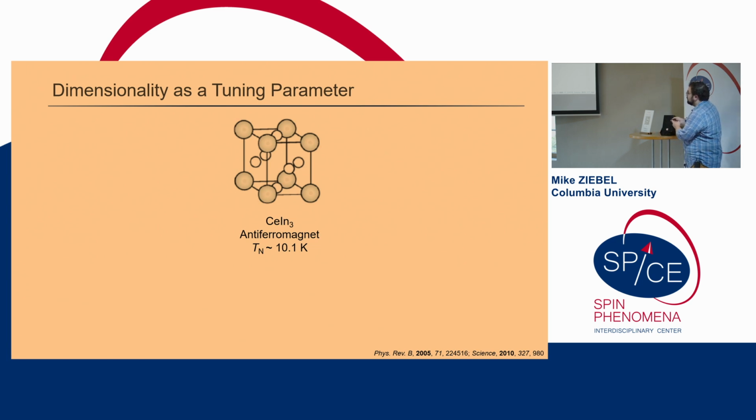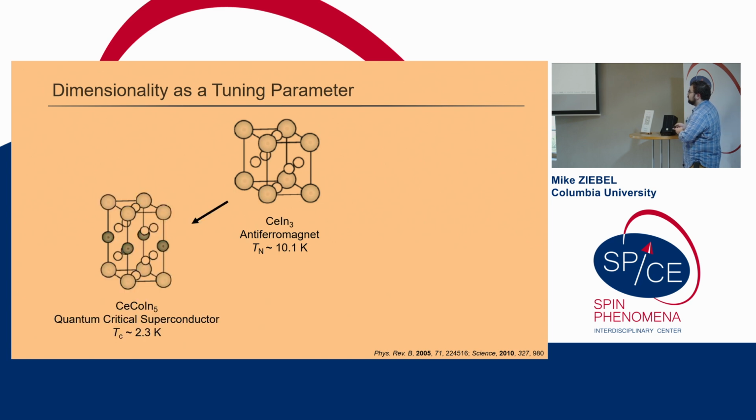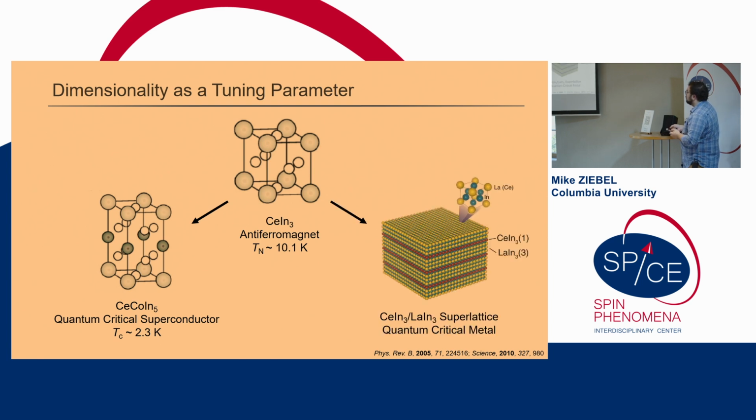So if we think about this three-dimensional cubic structure, CeIn3, it's a Kondo antiferromagnet with a magnetic ordering temperature of about 10 Kelvin. If we introduce this non-magnetic spacer layer, so for instance in this compound, CeCoIn5, we instead have these quasi-2D tetragonal layers of cerium, and this suppresses the magnetism pretty dramatically so that this material is a quantum critical superconductor with a critical temperature of about 2.3 Kelvin.